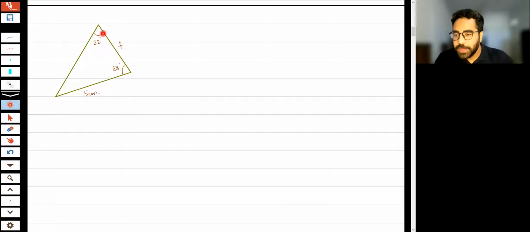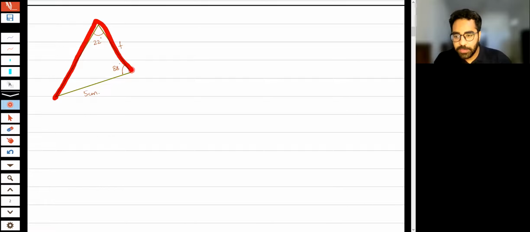Over here, I have to find this side f. But what's the problem? The problem is that I haven't been given the angle opposite to it. If I want to find this side using the sine rule, I should know the angle opposite to it. So I don't know the angle opposite to it, but is there a way in which I can find that out? Yes, definitely.